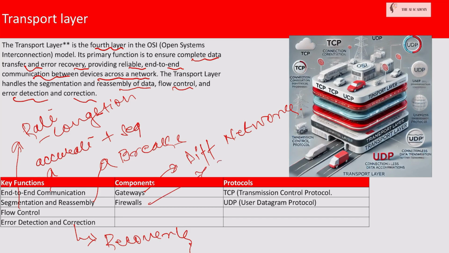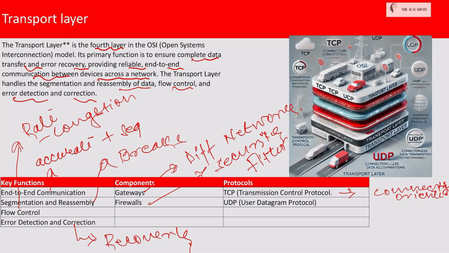Firewalls are security devices that monitor and control incoming and outgoing network traffic based on predetermined security rules. They can operate at the transport layer to filter traffic based on port numbers and protocols. The transport layer protocols are: TCP, Transmission Control Protocol, a connection-oriented protocol that provides reliable data transfer with error detection, retransmission, and flow control.